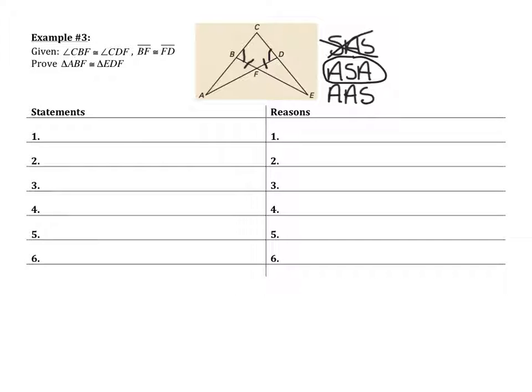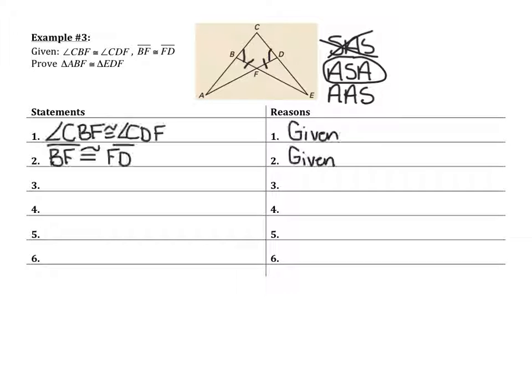So of course, the first thing that we do with any proof is start off with our givens. And then remember, I have a pair of congruent angles that are vertical angles. So let's write that down. I know that this angle is congruent to this angle because they're vertical angles. So angle BFA is congruent to angle DFE. And that is due to the vertical angles congruence theorem.